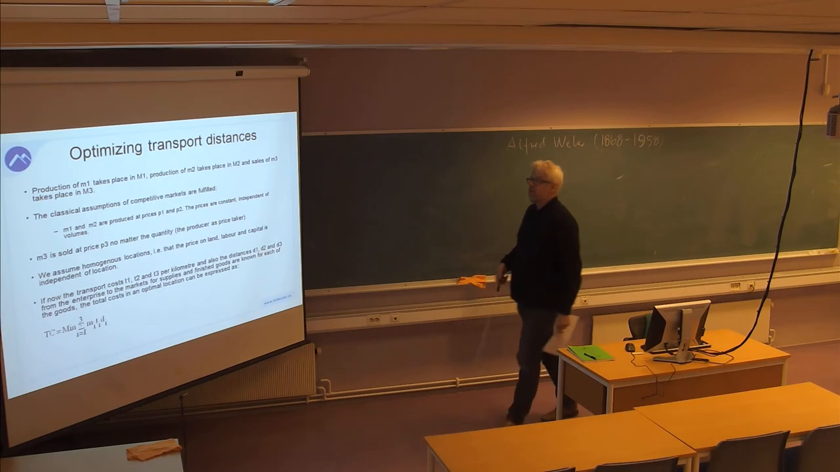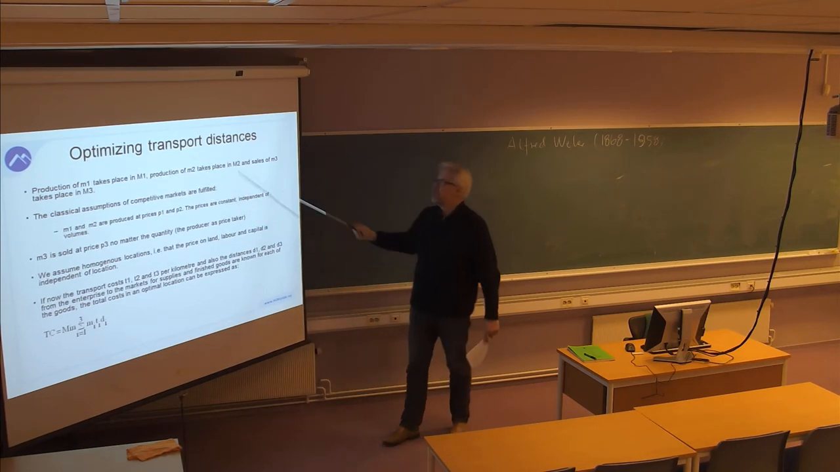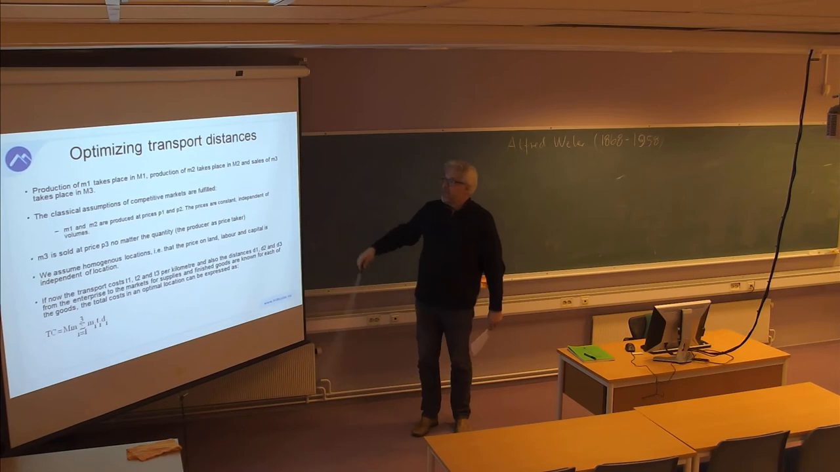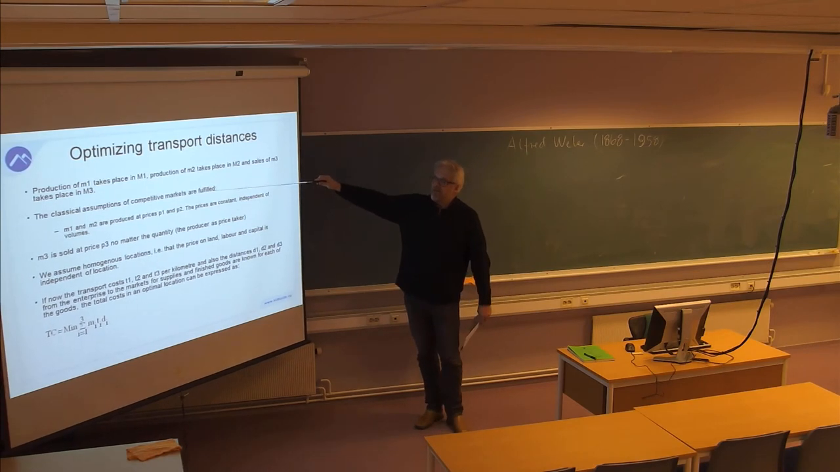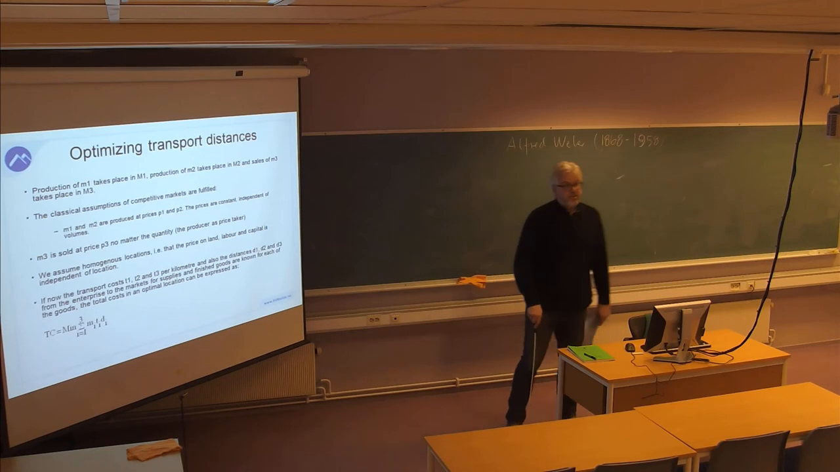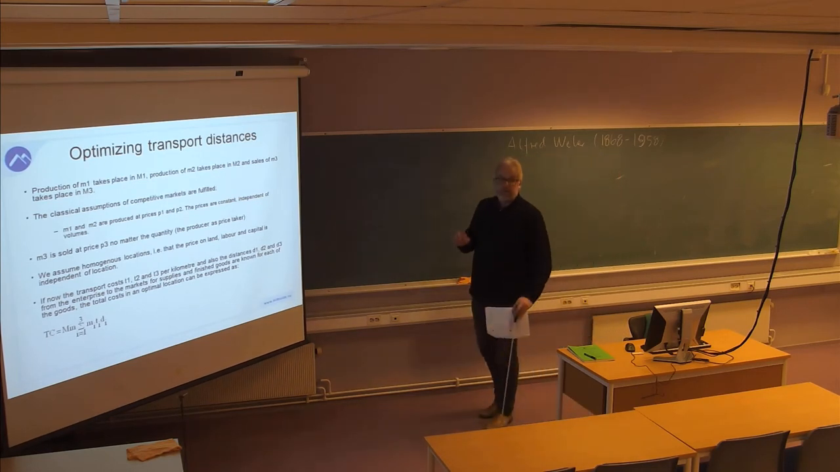So we produce the supplies in these two spaces, M1, M2, and we sell the finished good in M3. And again, we are back to the classical assumption of the competitive markets, that the producers and the consumers are price takers, meaning that the prices of the output and the different inputs are independent of the production volume.